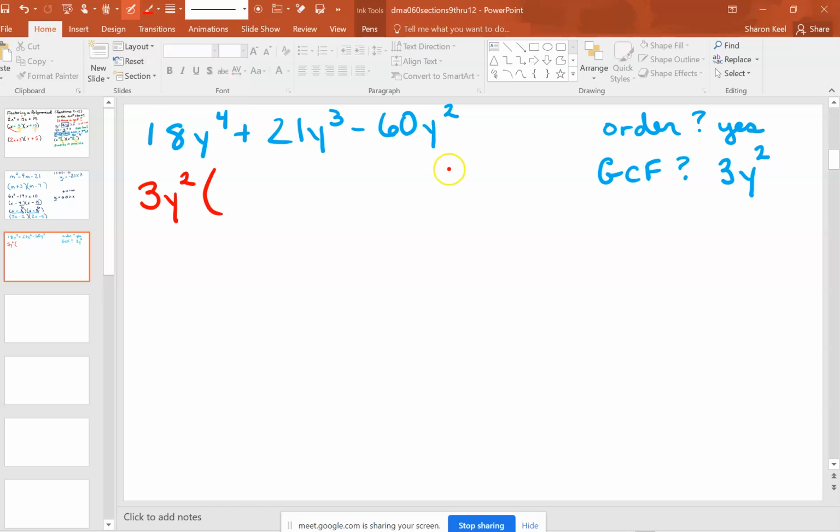Then, what do we have left when we factor out this greatest common factor? 3 goes into 18 6 times. 2 y's from 4 leaves me with y squared. 3 goes into 21 7 times. I'm left with a single y. 3 will go into negative 60 a negative 20 times, the y squared cancels, so there is no y that's left, okay? So right now, this, and I'm just going to make note and draw a line down, that's going to come down to our final answer.